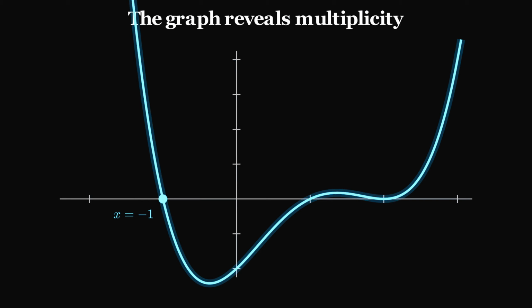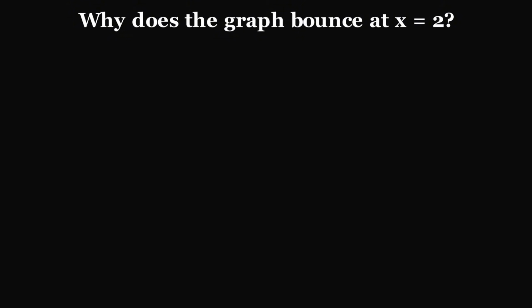At x = −1, the graph crosses the horizontal axis. At x = 1, it crosses again. But at x = 2, the graph only touches the axis and turns back. Why does it bounce instead of crossing?